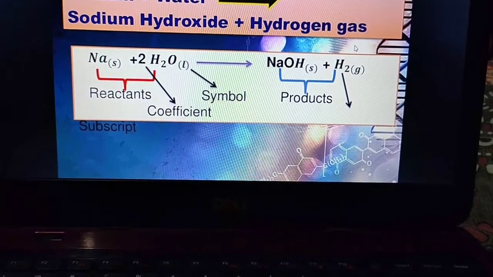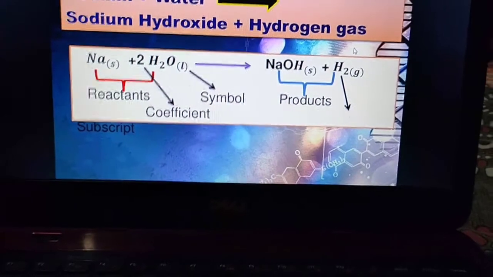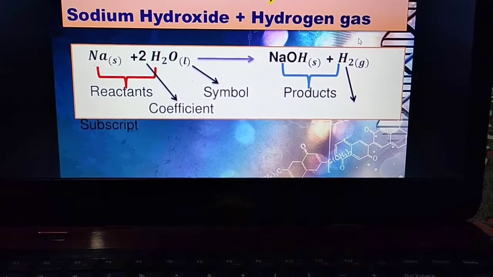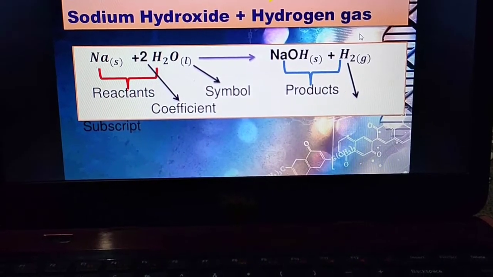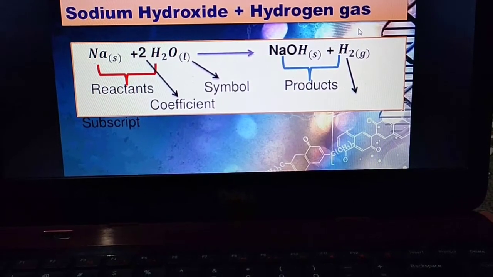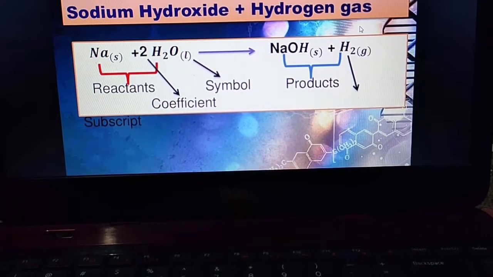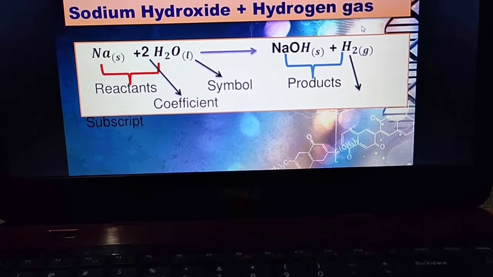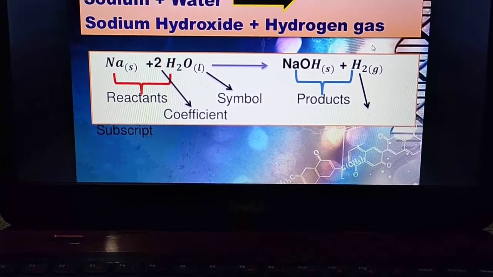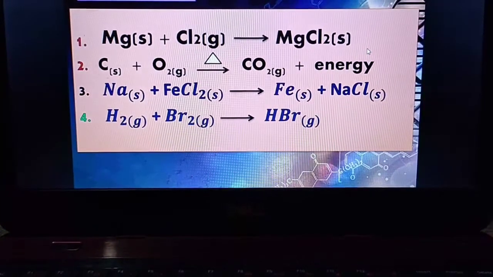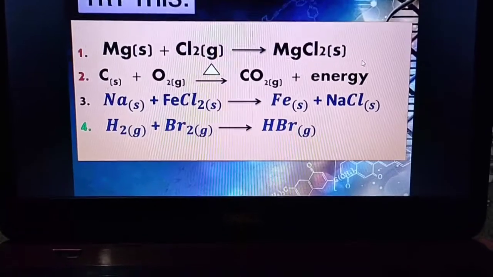So you see here, in the reactant, sodium is present 1. This you will see later also. We will discuss later how to balance. First you see here 2H2 is written because we have to balance the chemical equation. Now let's proceed further. Now this one, you try this.